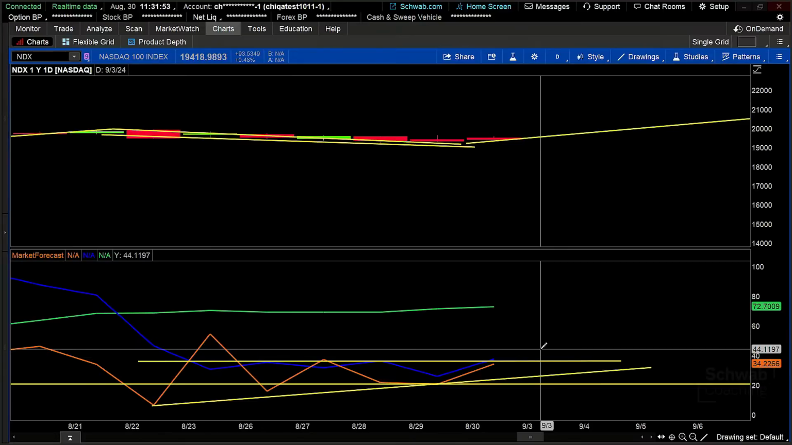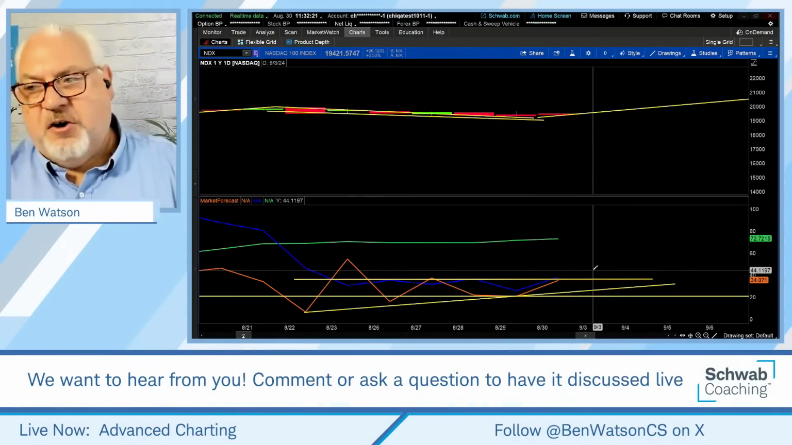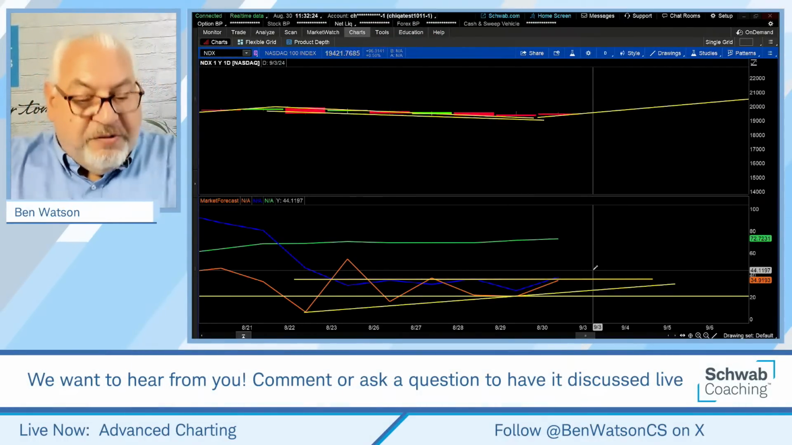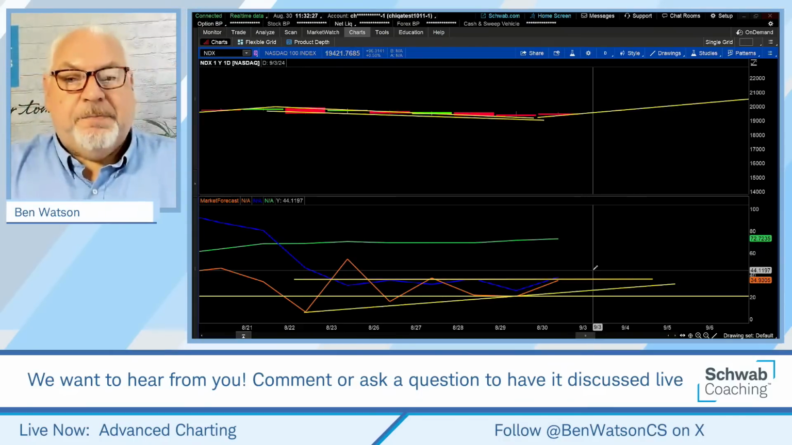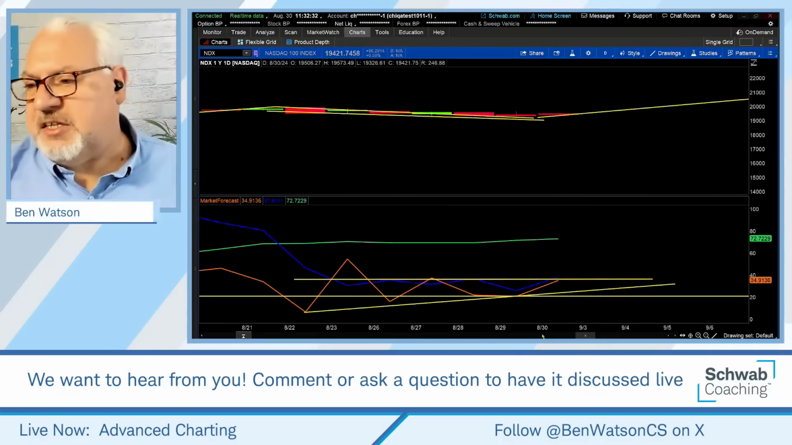Okay, so those are two ways that we can use the market forecast tool: clusters, divergences, and directional breakouts. There are others, but generally those are going to be the primary trading signals from this technical indicator. All right, now that we've seen this by itself, let's see if we can make it a little bit easier to recognize when we see these signals.